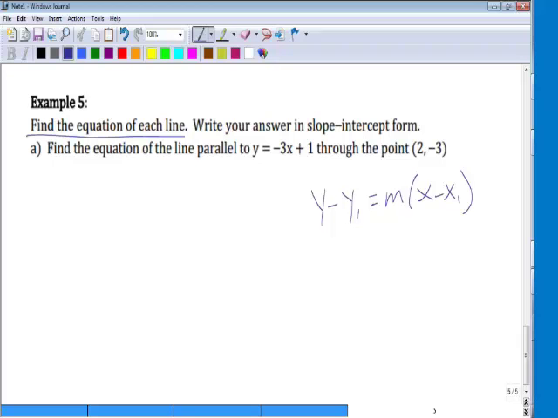What we're told is the equation we're looking for, the line that we're looking for, is parallel to y equals negative 3x plus 1 and passes through the point (2, negative 3).